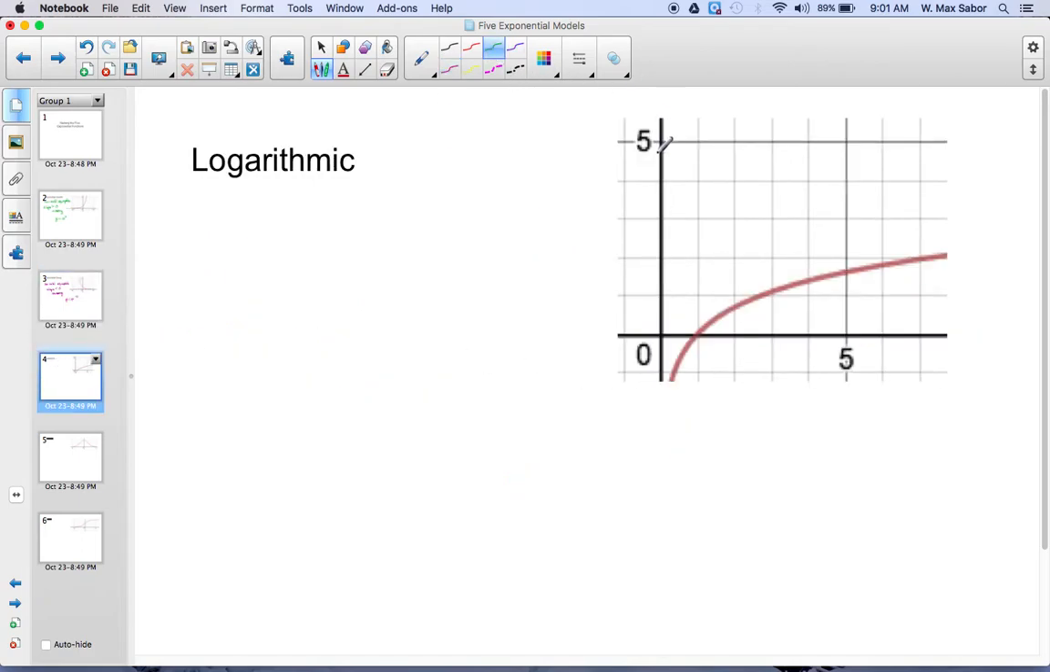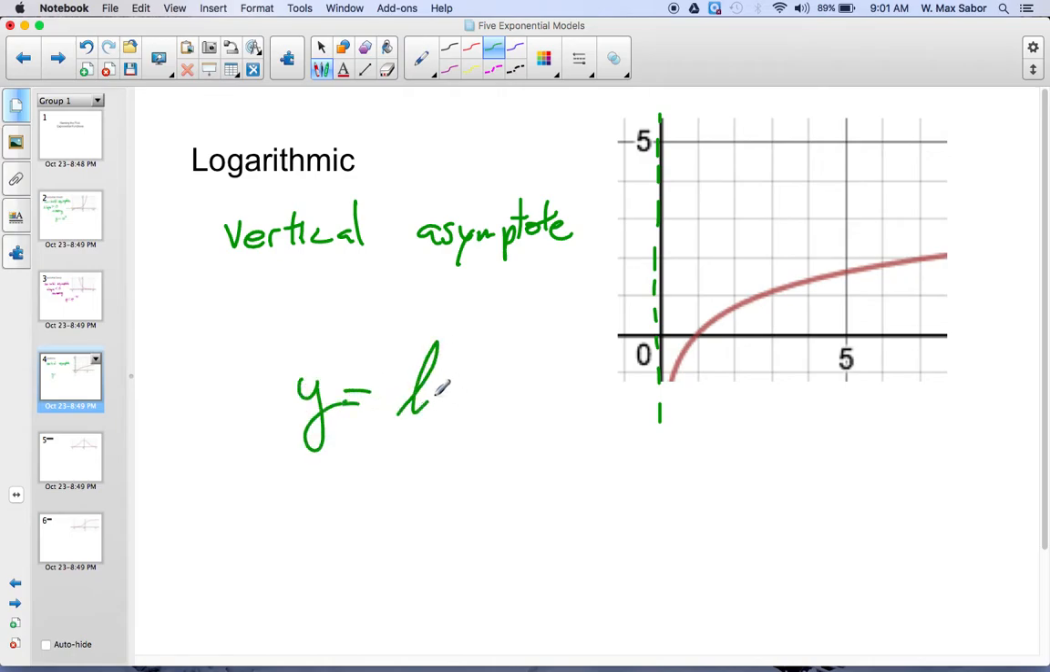Logarithmic functions, they are the inverse of exponential functions, so they have a vertical asymptote naturally. So vertical asymptote. The slope is positive and decreasing here. Sometimes it can be reflected and translated so that it is going differently. But your basic one is y equals the natural log of x, which looks like this.